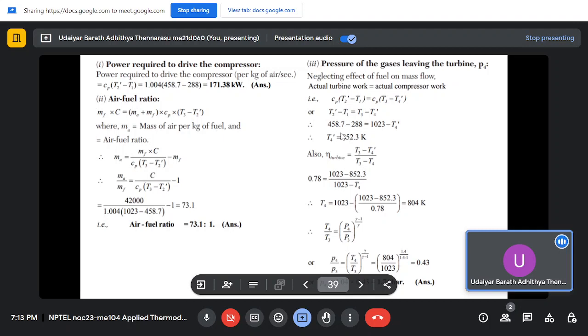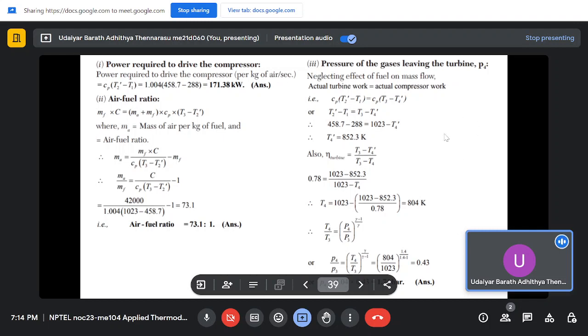So this is the actual temperature, but to find the pressure, we need to find the isentropic temperature at the turbine exit. Using turbine efficiency, (T3 minus T4') over (T3 minus T4), so actual minus isentropic work generated. Using this, we can find the state 4 temperature when the expansion would have been isentropic. So T4 will be 804 Kelvin.